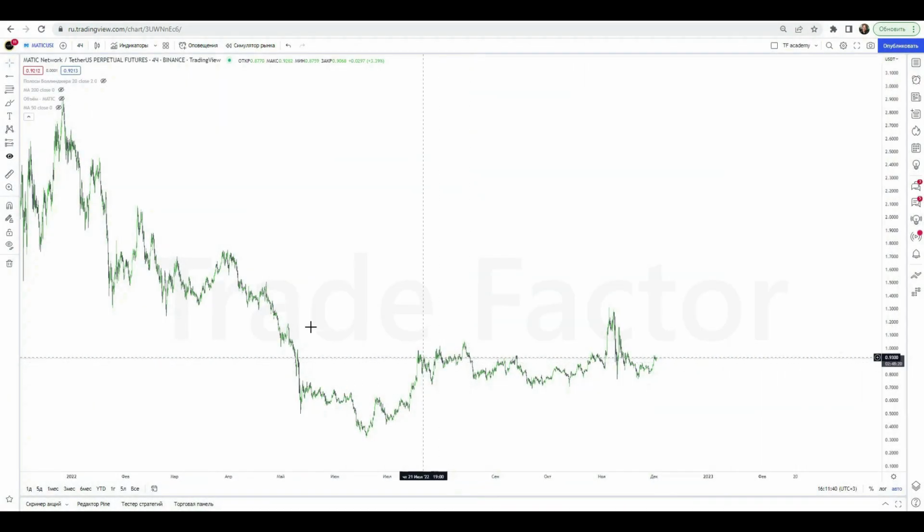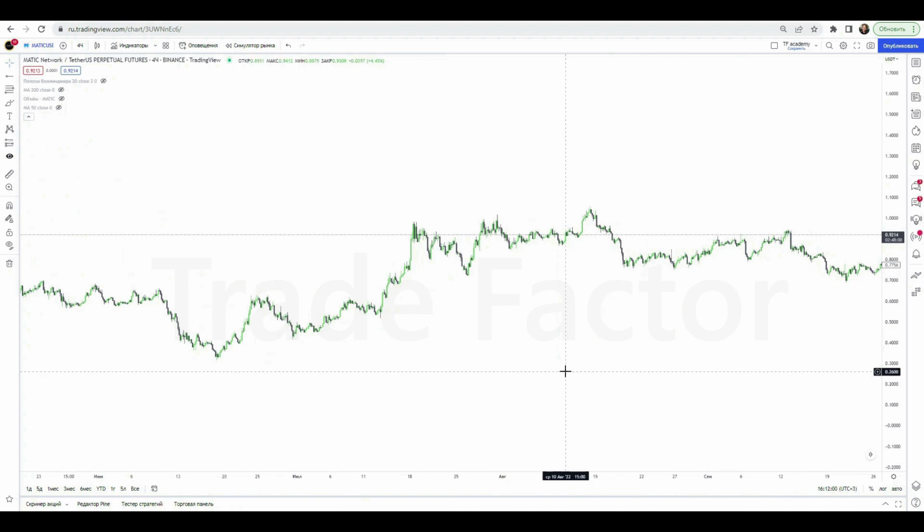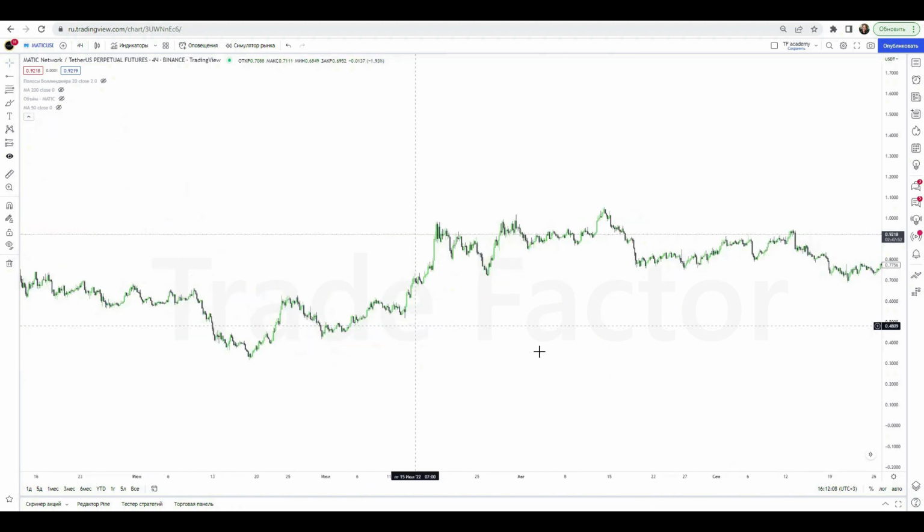Order blocks can be on any chart. The higher the time frame, the stronger the level. At first, it's important to find order blocks on a high time frame, and then order blocks on a lower time frame. For example, it's a 4-hour time frame, and let's check what order block we have here.